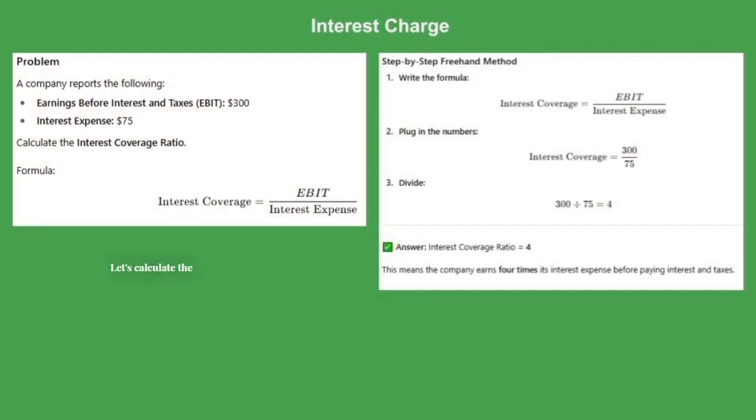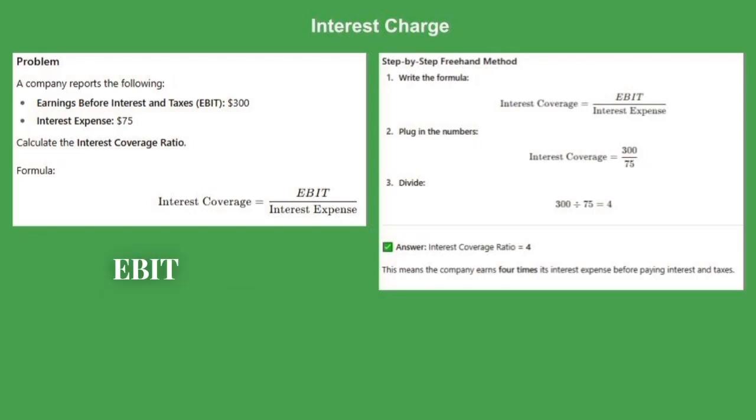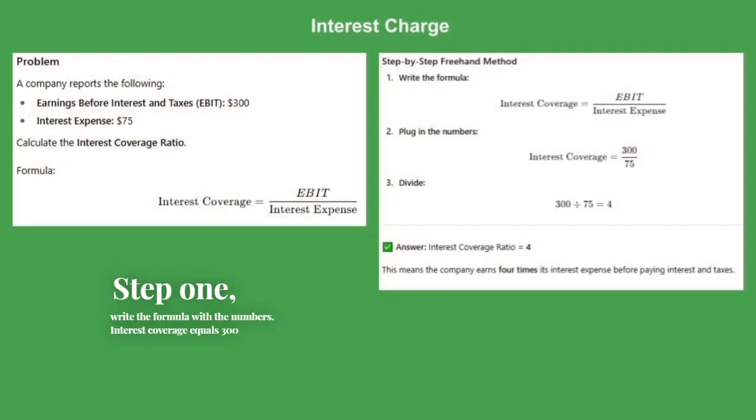Let's calculate the interest coverage ratio. The formula is interest coverage equals earnings before interest and taxes divided by interest expense. Here are the numbers. EBIT is 300, interest expense is 75. Step 1, write the formula with the numbers. Interest coverage equals 300 divided by 75.